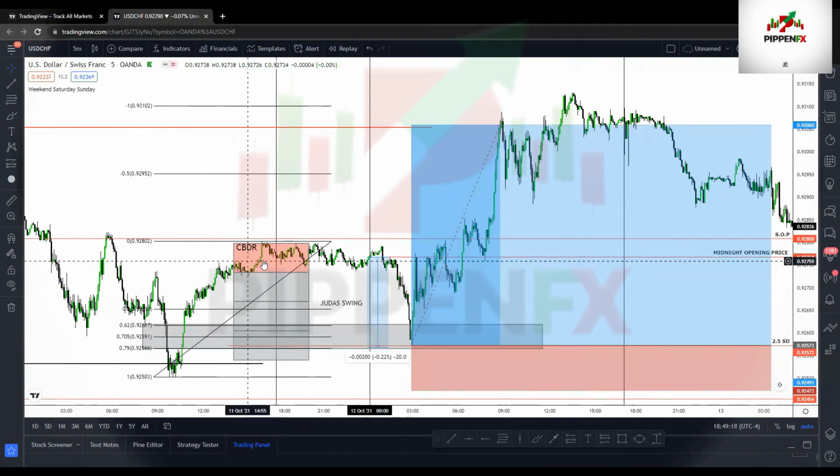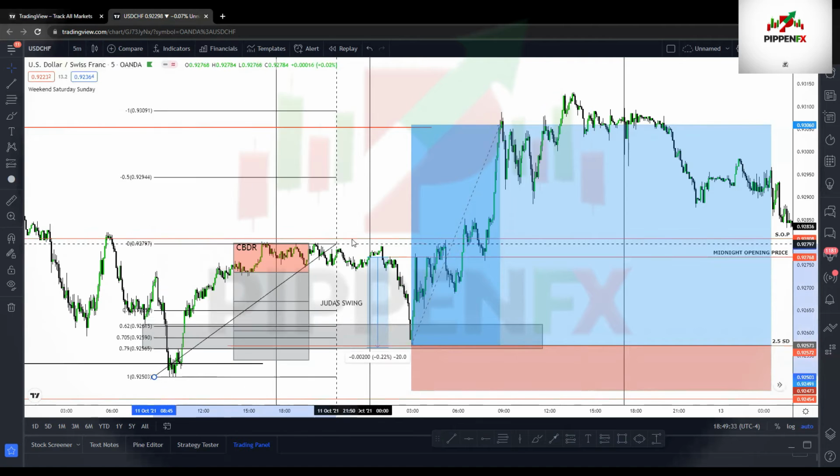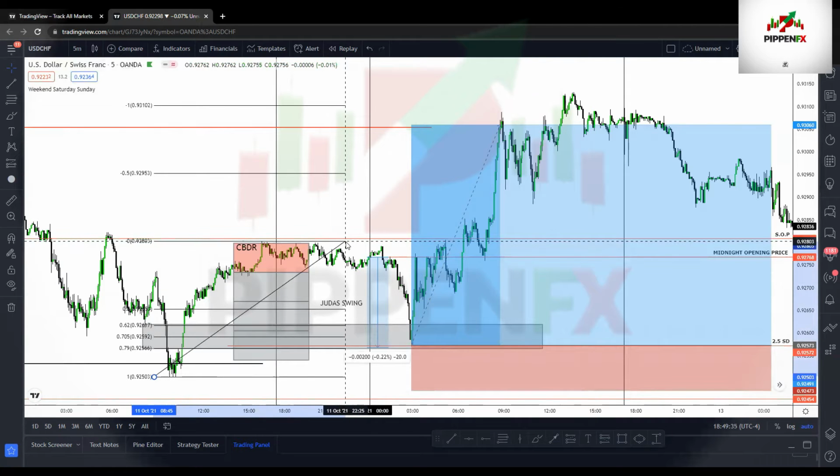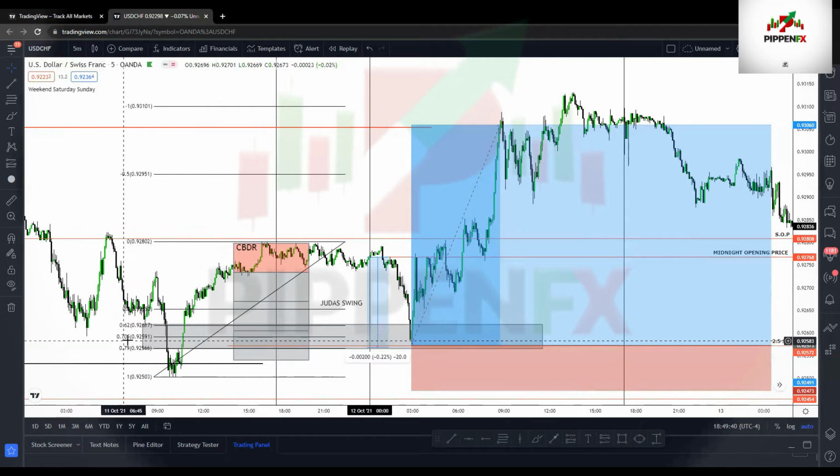I have my central bank dealers range marked up, and I know that if I'd like to see price continue to the upside, I want to see bearish price action into these deviations. If we draw our fib from the swing low to the swing high of the range, the current trading range that we're in, we have our sweet spots of 70 and 79, which is your OTE levels.